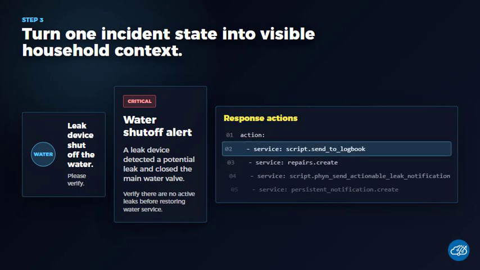Once that check passes, Home Assistant writes to the activity feed. I keep the message plain. The leak device shut off the water. Please verify. Later, that gives me a clean timeline without digging through raw state changes.